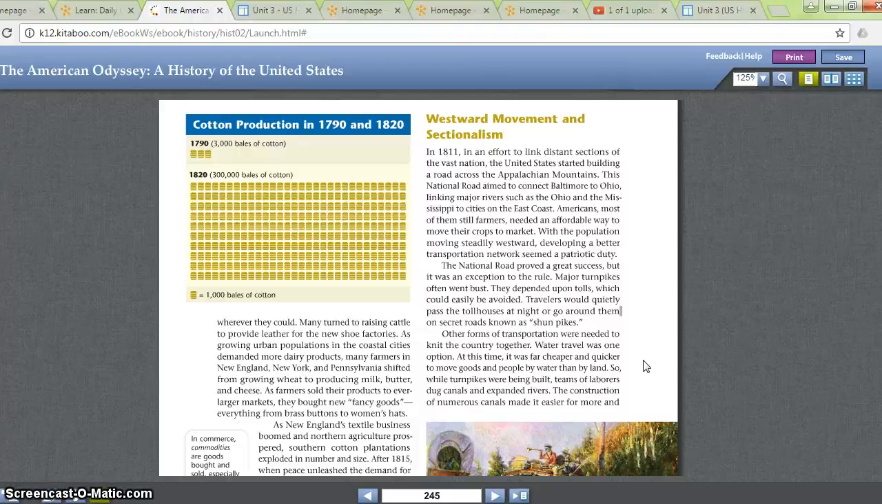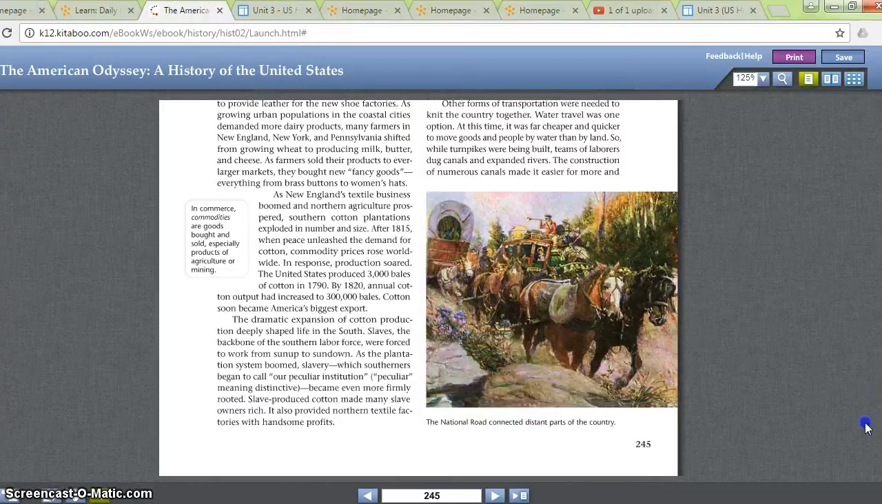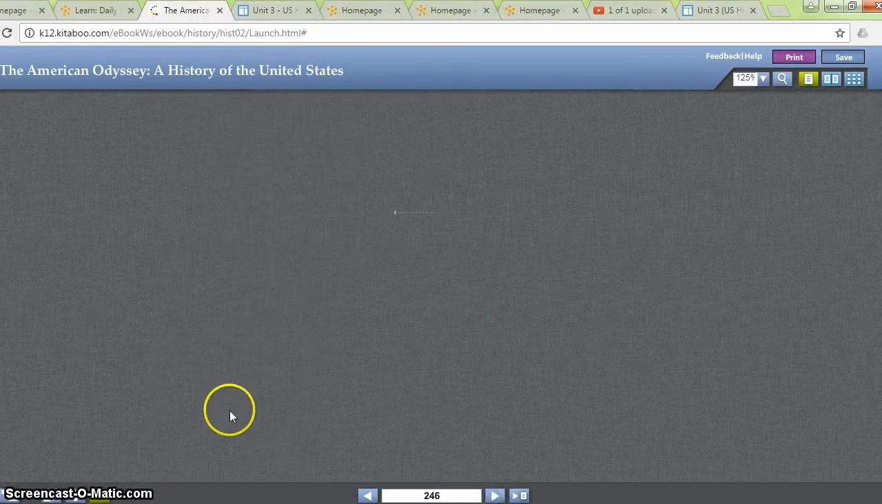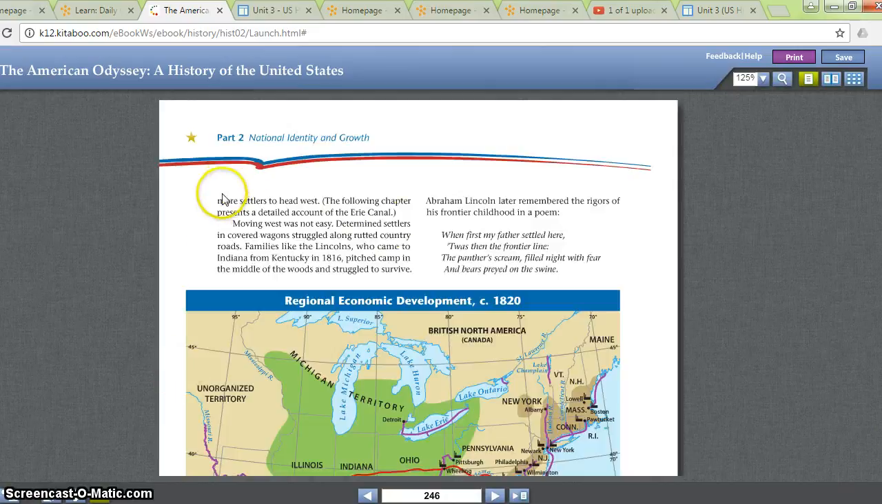Water travel was one option. At this time, it was far cheaper and quicker to move goods and people by water than by land. So while turnpikes were being built, teams of laborers dug canals and expanded rivers. The construction of numerous canals made it easier for more and more settlers to head west. The following chapter presents a detailed account of the Erie Canal.